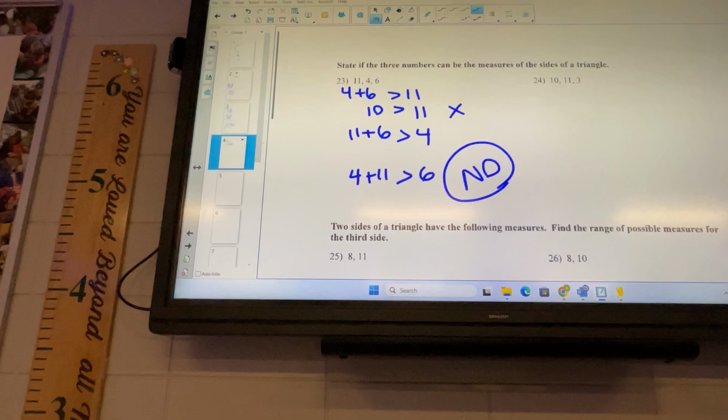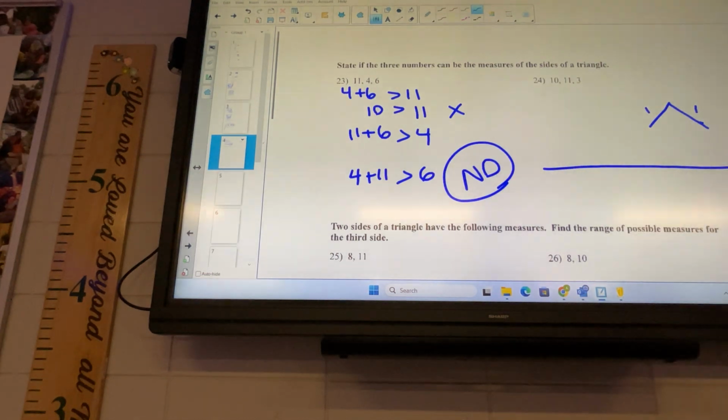Okay, and if you remember from a long time ago, if I have this side and we know that the length is 1, and I have this side, we know that the length is 1, can I make my bottom be 100? No. Well, if this length is 1, then 100 is probably around this big. Is that going to make a triangle? No, it's not going to work.